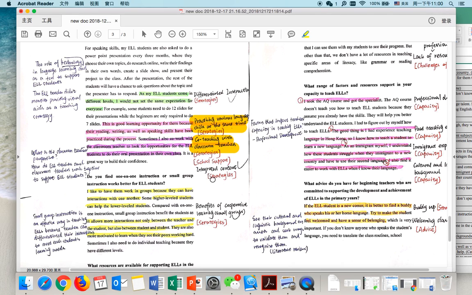So, for example, in one of the interviews, the participant said, "I like to have them work in groups because they can have interactions with one another. Some higher level students can help the lower level students." So I noticed that she was talking about the benefits of cooperative learning or small group instructions. So I put down the label on the right margin, benefits of cooperative learning / small groups.